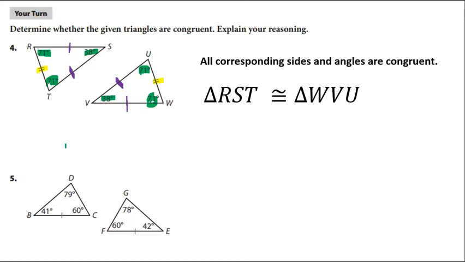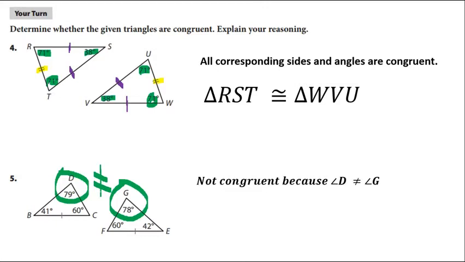Now let's look at number 5. Again, if you notice one thing that's not the same or congruent to each other from one triangle to the other, that automatically means that they're not congruent. And here, the first thing I noticed was that angle D is 79 and angle G is 78, which means that these two are not equal to each other, not congruent. So automatically we could just say not congruent because angle D does not equal angle G. 79, 78. So that tells us the two triangles are not congruent to each other.